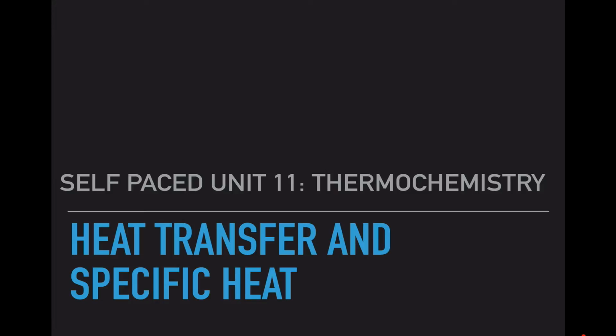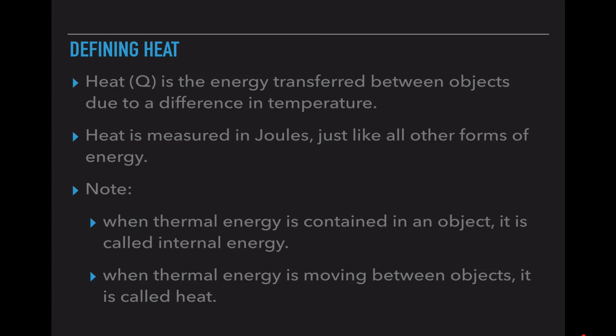So this unit's actually going to be broken down in a couple different pieces. The first one is going to be a simple equation. First, we have to define what heat is. Heat is a specific type of energy that is transferred between two objects due to a difference in temperature. Heat has a value of Q, which could be a capital Q or a lowercase q. It's measured in joules, just like all other forms of energy.